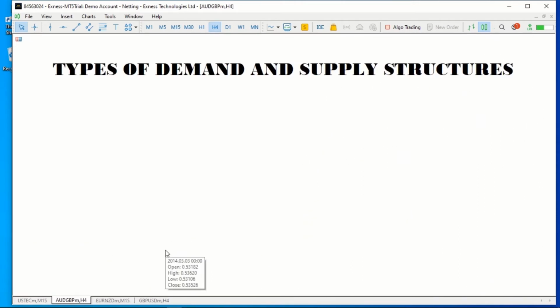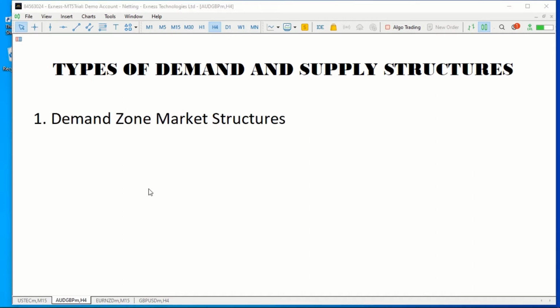Now we are going to look at the various types of demand and supply structures. Talking about demand zone market structures, there are three concepts involved. The first concept has to do with rally. Rally means an uptrend or a swing high or buy pressure. The second concept, so far as demand zone market structures are concerned, is base.